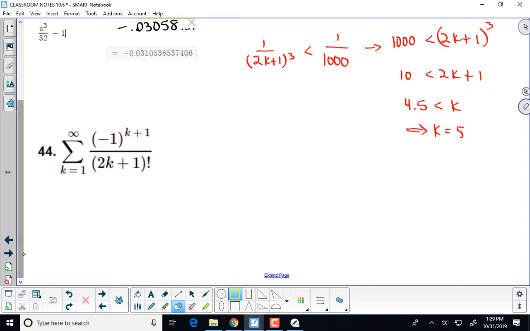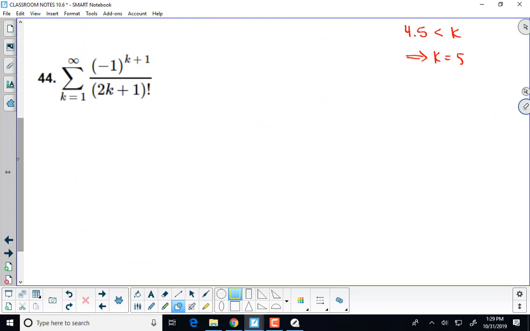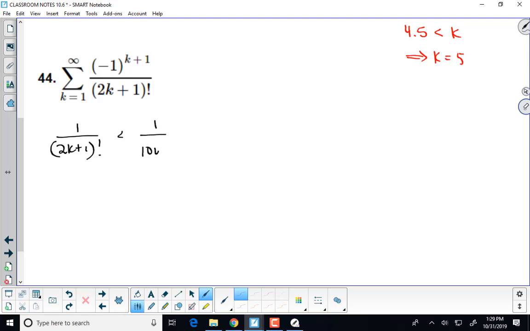Okay, one more. And another one. We'll just go through it together. We want to have it be less than 1,000th. So we want to figure out the first k value for which the term magnitude is less than 1,000th. We want that to be true. So the first k value that does that for us. You guys go ahead and figure that out while I write out the first few terms.